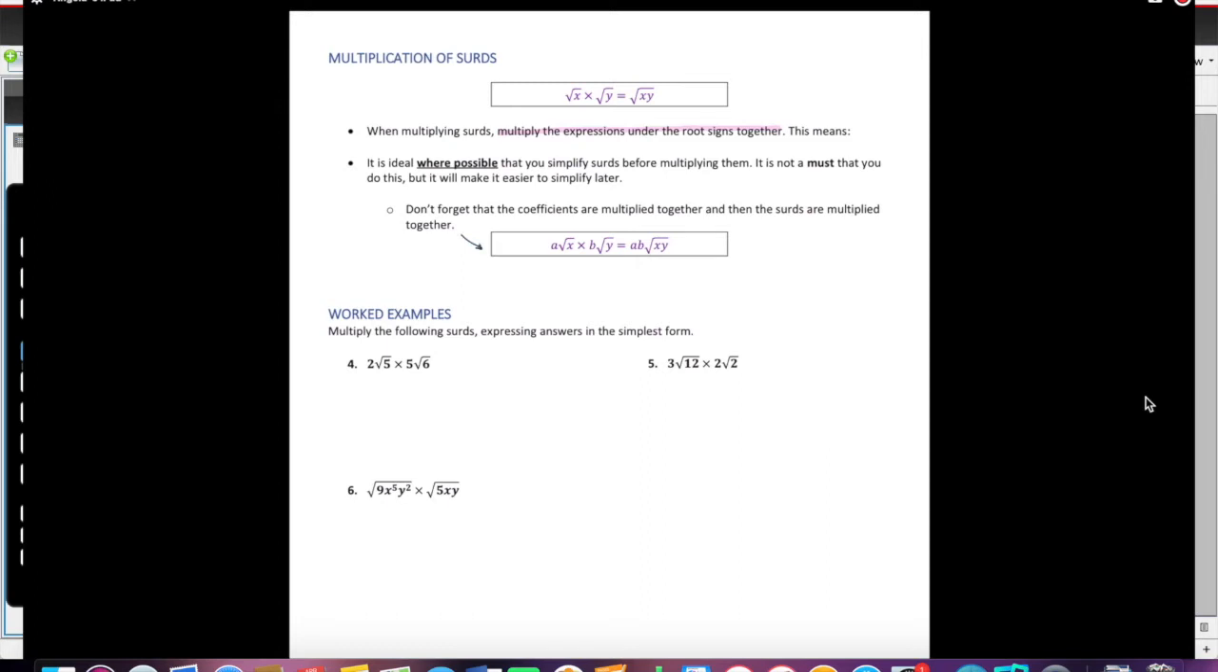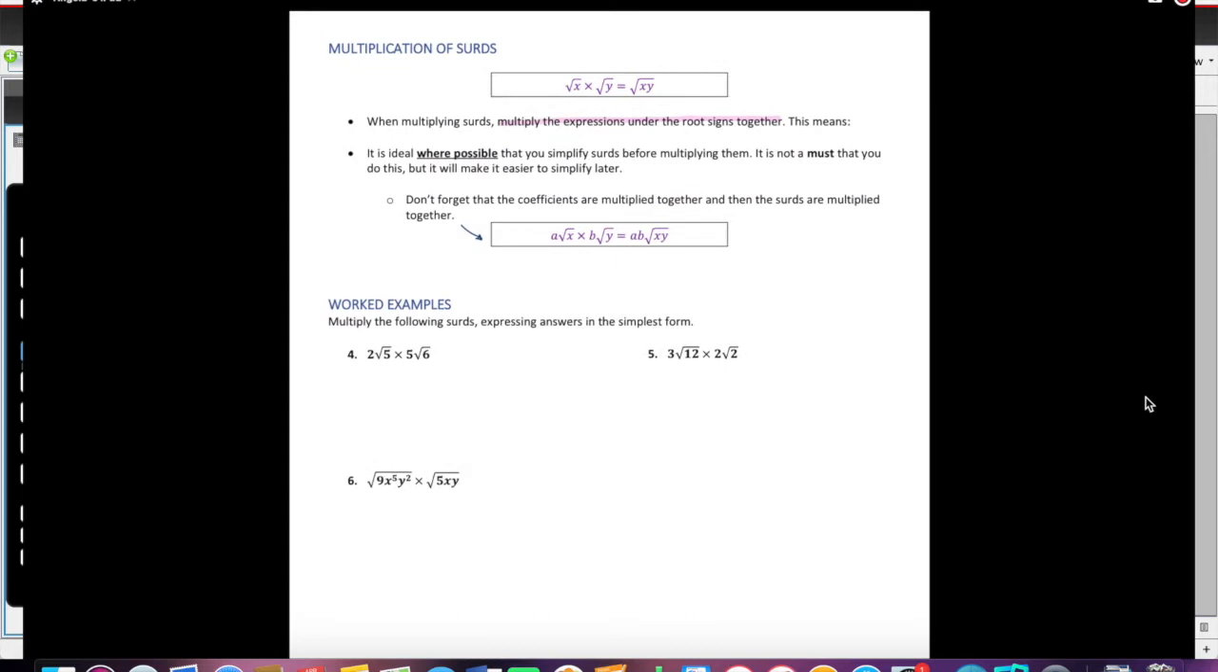So if we take a look at the worked examples, we're asked to multiply the following surds and express the answers in their simplest form. So looking at question 4, for example, we can't really simplify the roots any further. So what we can do now is follow the law of multiplication of surds, or the rule, and multiply our coefficients together, which 2 times 5 will give me 10. And then multiply my roots together, which would give me root 30.